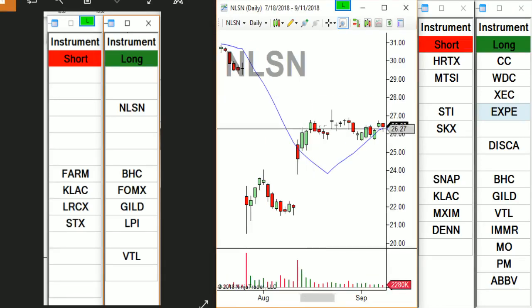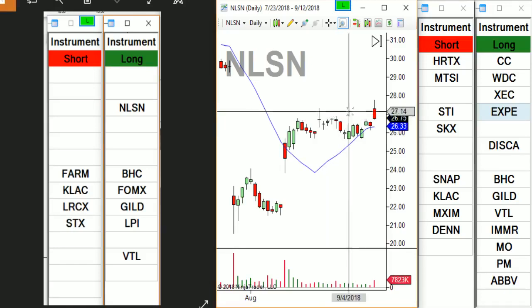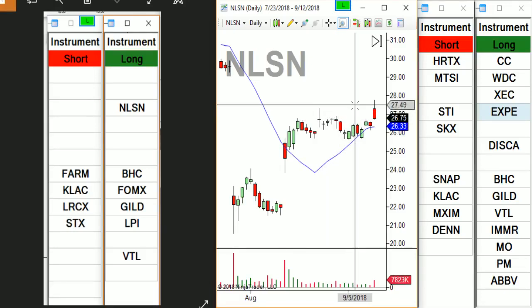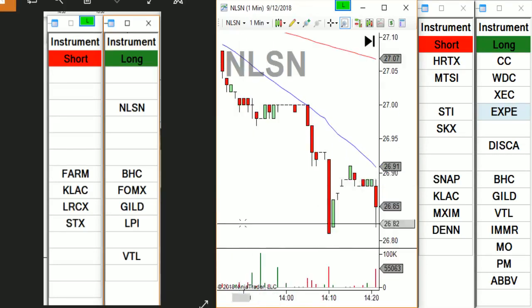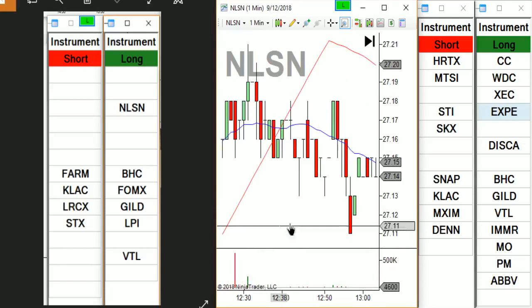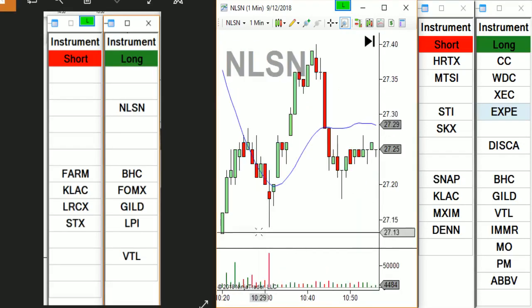and I ended up taking a stop on the NLSN. This was a gap up here. We cleared. Nice intraday pattern. It wasn't the best, but it was okay. And it was a transition on the 1 minute.